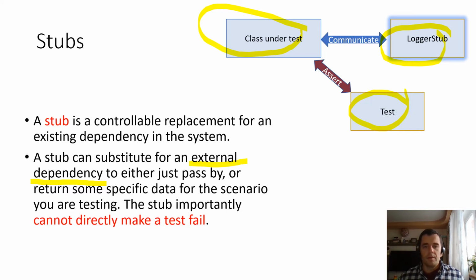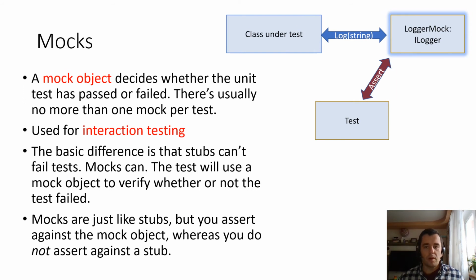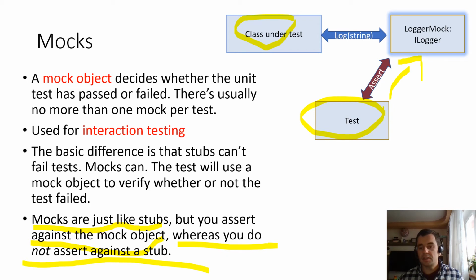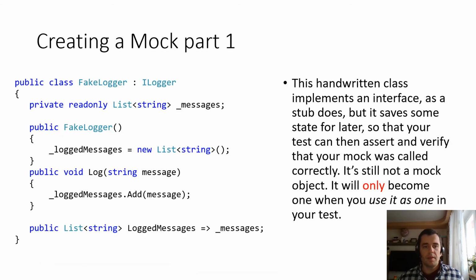Okay. In contrast, the mock is a bit different. It's just like a stub at the beginning, but the difference is that the test method does not assert against the class under test. It asserts against the mock implementation. So mocks are just like stubs, but you assert against the mock objects, whereas you do not assert against a stub, right?